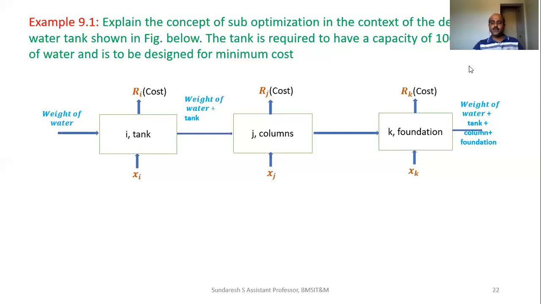So what will be the input state variables? What is the input to the tank? The main thing is the weight of the water. The weight of the water is the main input for the tank, because the tank will store the water, and we are designing it for the minimum cost. When it comes to the cost, the material cost, manufacturing, construction cost, and labor cost, there are so many concepts that come into the cost. So everything will correspond to the cost over here.